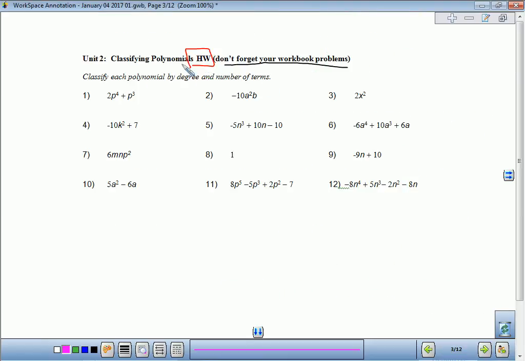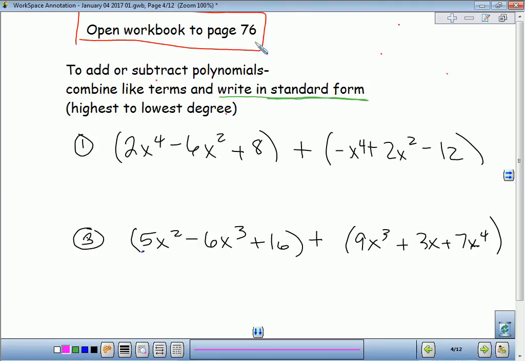All right, so this is part of your homework, and we have some workbook problems. So, if you'll open up that workbook to page 76, today we're going to also look at adding and subtracting polynomials.